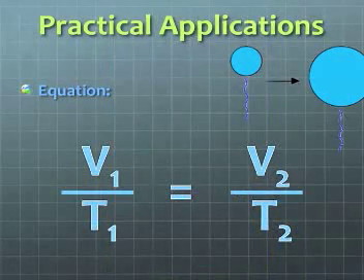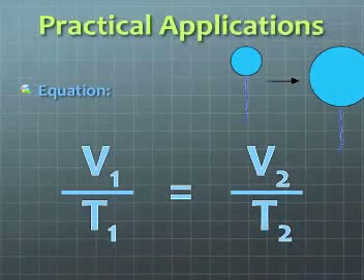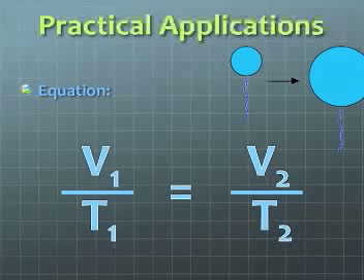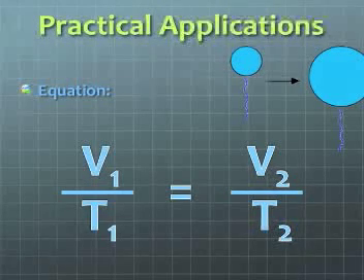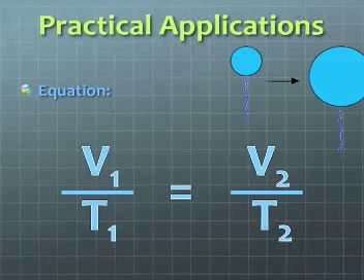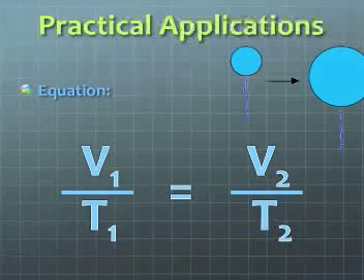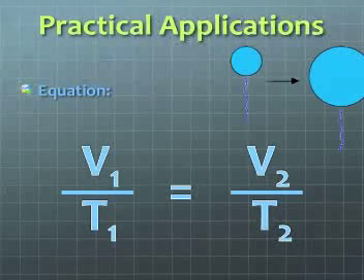To discuss some practical applications, the first thing we want to look at is the equation. Volume 1 divided by temperature 1, so your initial volume and your initial temperature, equals your resulting volume over your resulting temperature. So V1 over T1 equals V2 divided by T2.